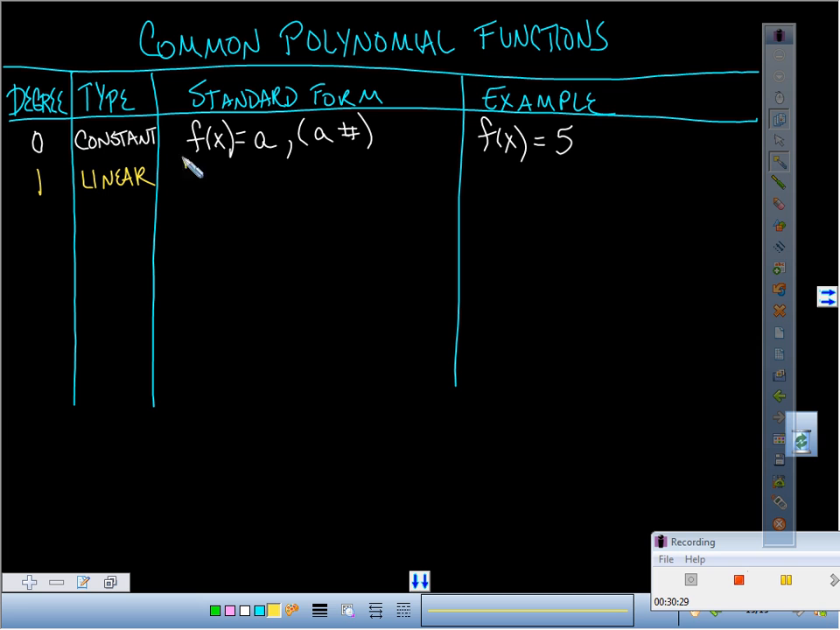What does it look like? f of x is equal to ax plus b. We're just using the alphabet, because we're only going so far. Okay? ax plus b. An example: f of x is equal to, pick your favorite slope, negative 1/2 times x, and then plus 3.